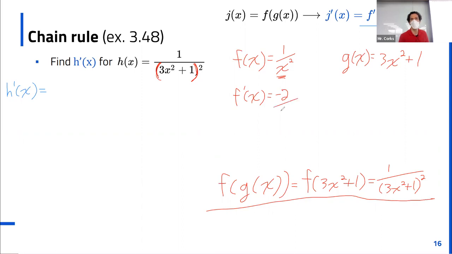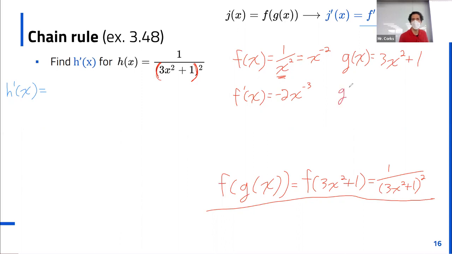-2 over. Okay, so let's just make sure we're understanding this. So this is x to the exponent -2, right? So this is -2, and x, I'll write it this way, -3. And then we can change it into a fraction afterward.